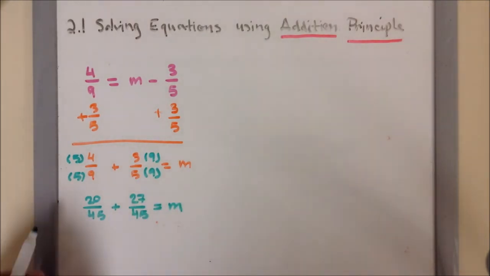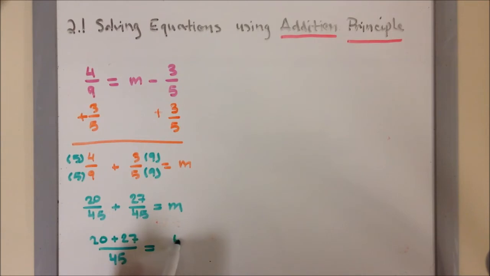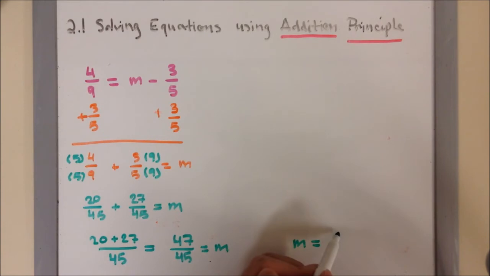Now since they're the same denominator, meaning 20 plus 27 over 45, when that happens, just add the numbers on the top, so it will become 47 over 45, which will equal m. And then I'm just going to put my variable on the left side now. I'm just going to flip it. M equals 47 over 45.